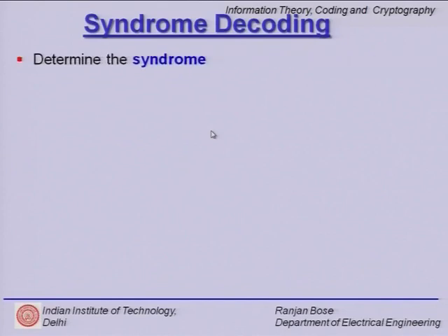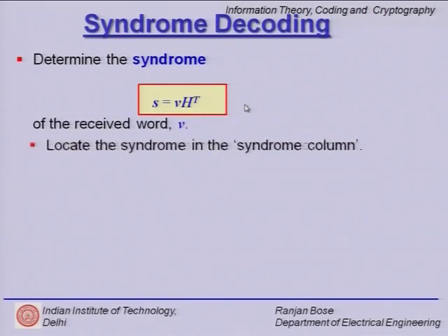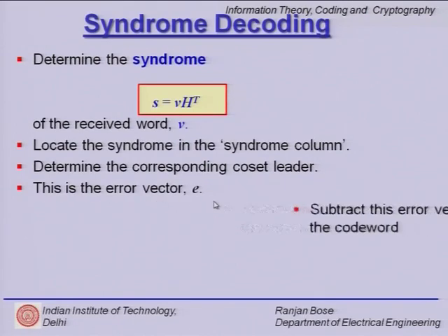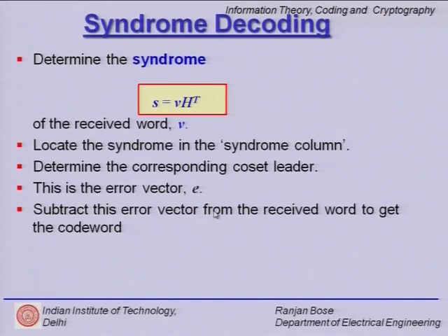What do we mean by syndrome decoding? Well, first we find out the syndrome of any received vector nu, and then we locate the syndrome in the syndrome column and determine the corresponding coset leader, which is supposed to give the error vector E. We subtract this error vector E from the received vector to recover from the errors and give our correctly decoded word Y.